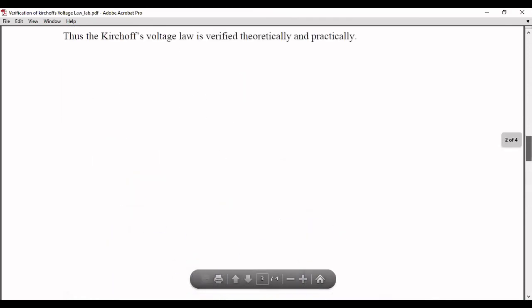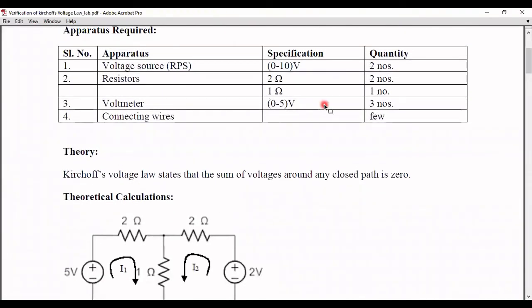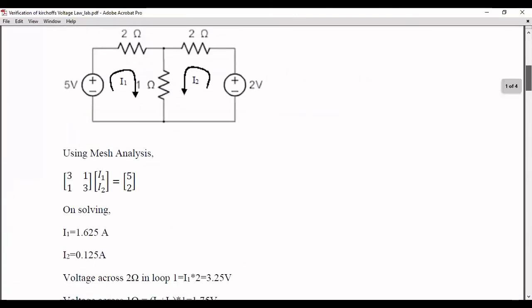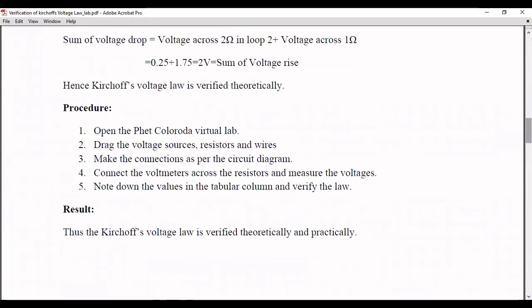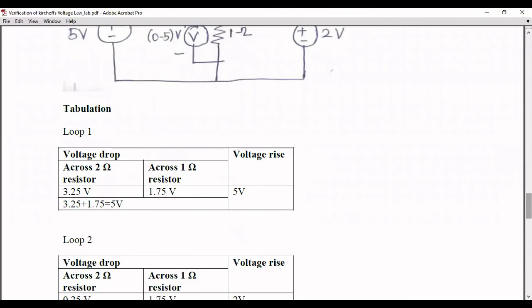Then fill this up after the theoretical calculation. Fill in the apparatus required: voltmeter 0 to 5 volt. The remaining elements are given. Some connecting wires are also used. Then the procedure for doing it in the virtual lab. Open the PhET Colorado virtual lab. Drag the voltage sources, resistors and wires. Make the connections. Connect the voltmeters and note down the values in the tabular column. So finally you fill the tabular column.